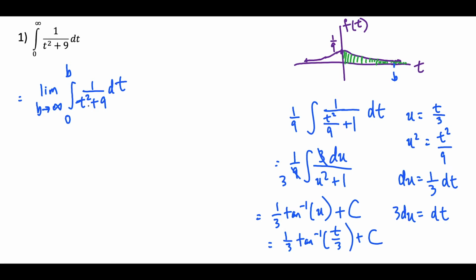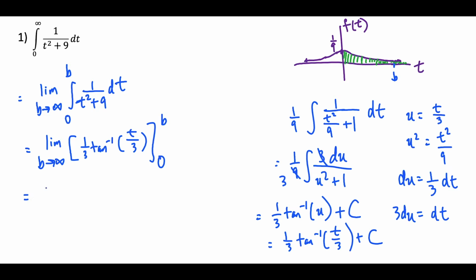But when we do this antiderivative here, because it's a definite integral, we don't have to throw in that plus c. So this is now the limit as b goes to infinity. And we're going to have 1/3 tangent inverse t over 3. And our limits of integration are 0 and b. I prefer to do this on the side because when you have to write this integral multiple times, it gets kind of tedious to keep rewriting this limit notation. So I prefer to do the work on the side.